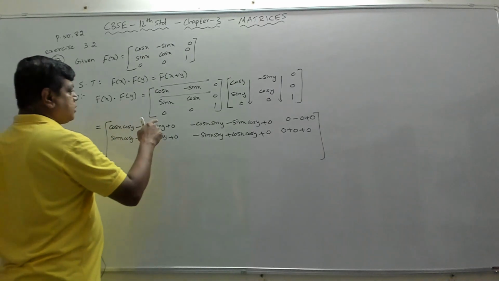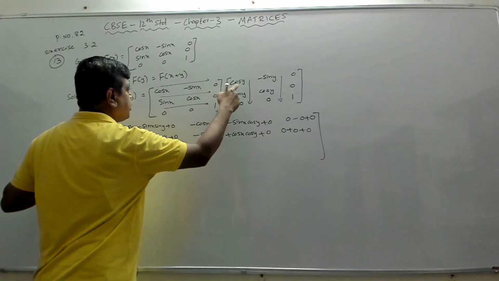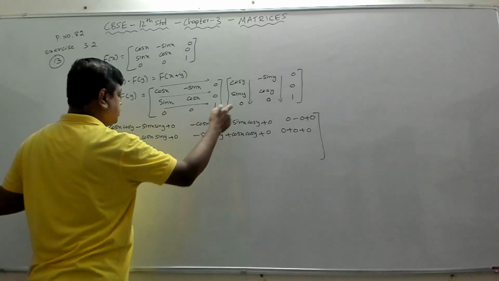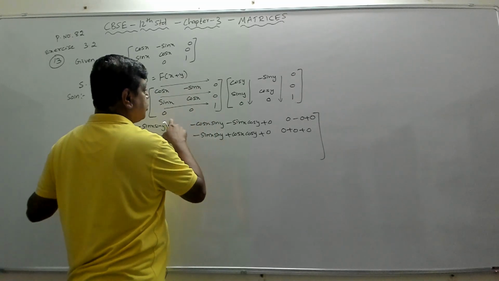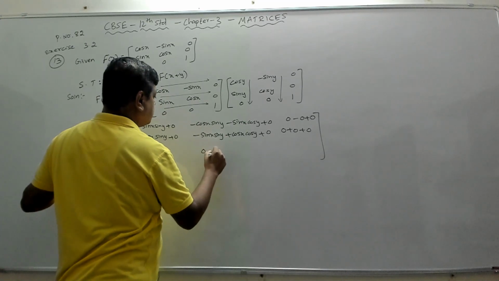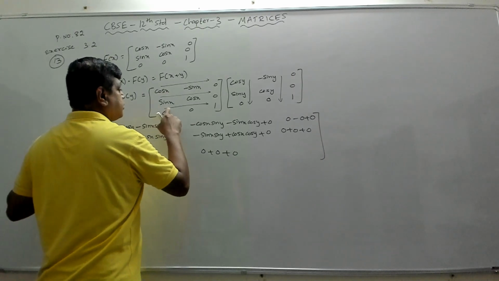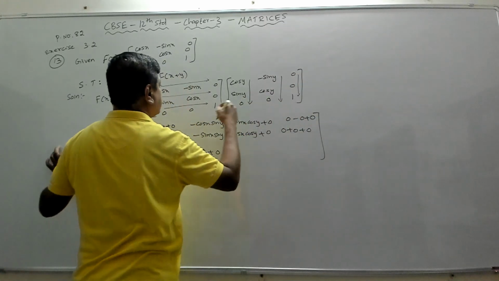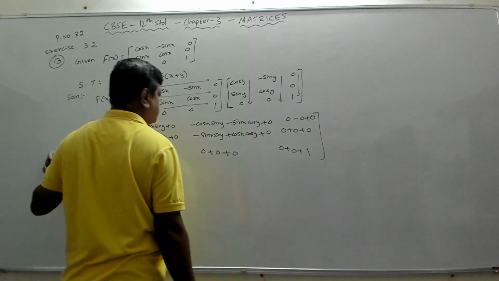The last one is with the third row. The third row should be multiplied with the first column. So 0 into cos y is 0, plus 0 into sin y is 0, plus 1 into 0 is 0. Similarly, the third row with the second column: 0 into minus sin y is 0, plus 0 into cos y is 0, plus 1 into 0 is 0. Then the third row with the third column will give you 0 into 0, 0, plus 0 into 0, 0, plus 1 into 1 is 1.